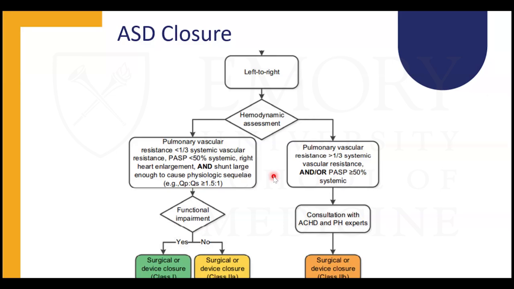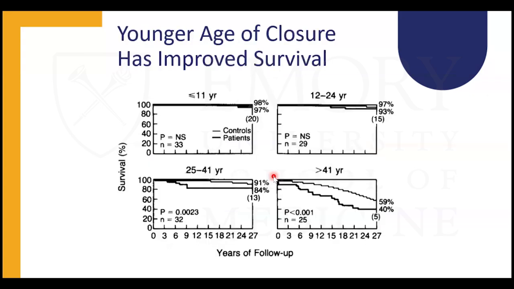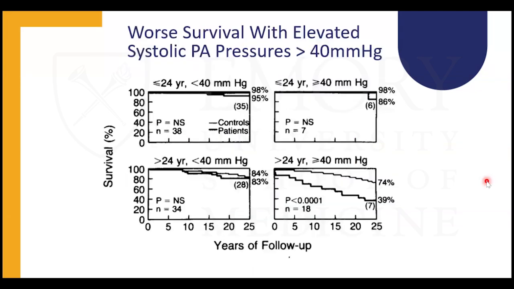of functional impairment. If you have an increased pulmonary vascular resistance or an elevated PA systolic pressure, then the recommendation is to consult with an ACHD physician or pulmonary hypertension, where consideration for pulmonary hypertension medications followed by device closure can be considered in that patient population. Patients with younger age have improved survival. And there's worse survival if you have elevated systolic PA pressures greater than 40 millimeters of mercury.